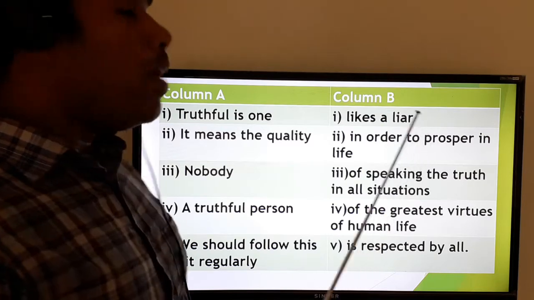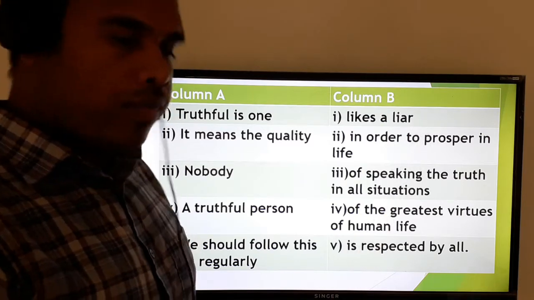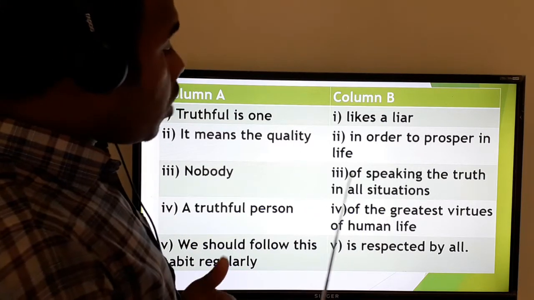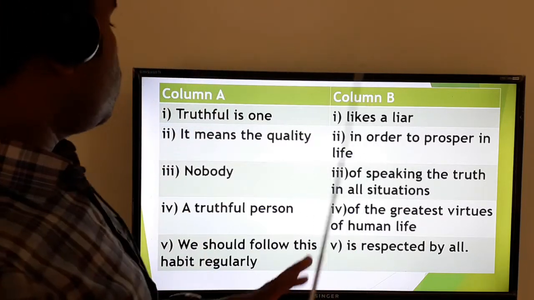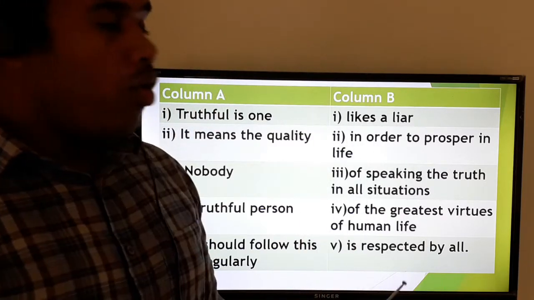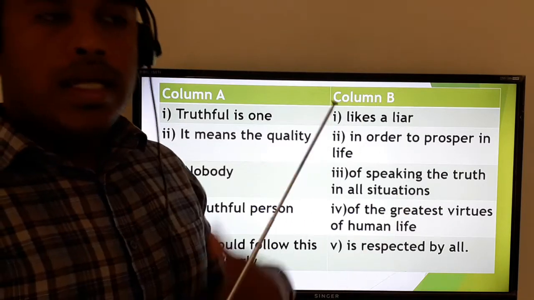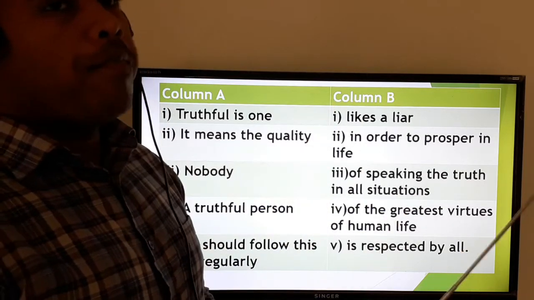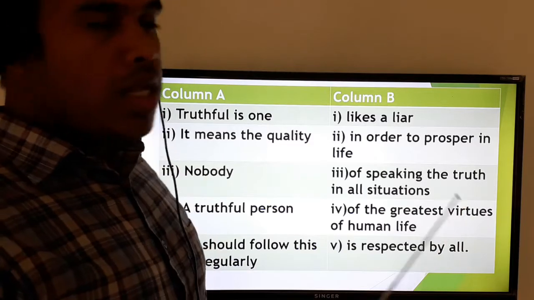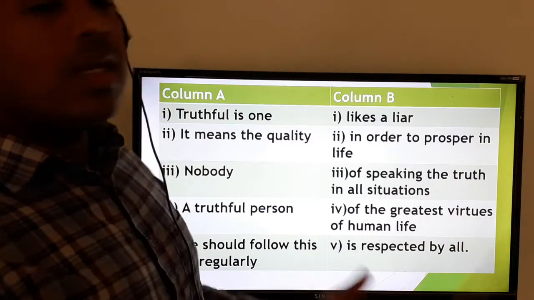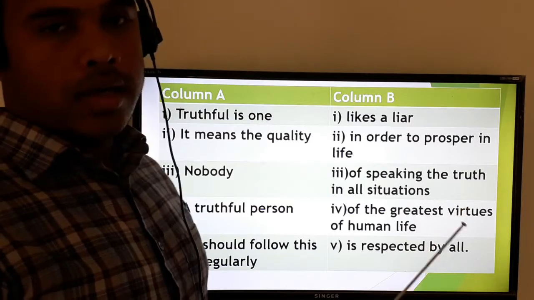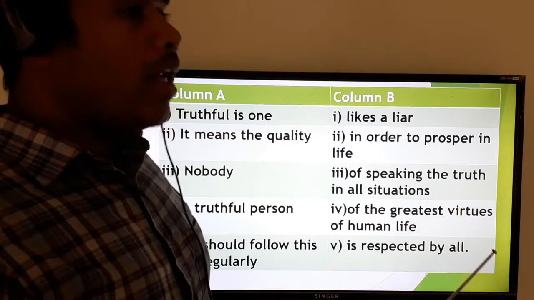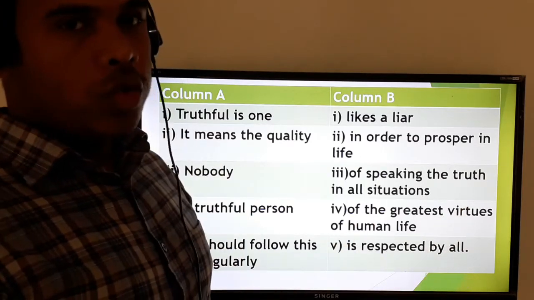What is the meaning of truthfulness? It means the quality of speaking the truth in all situations. A truthful person speaks the truth all the time in real life situations, not only in class or within ourselves. Everywhere you have to speak, and you have to form this habit of speaking the truth.